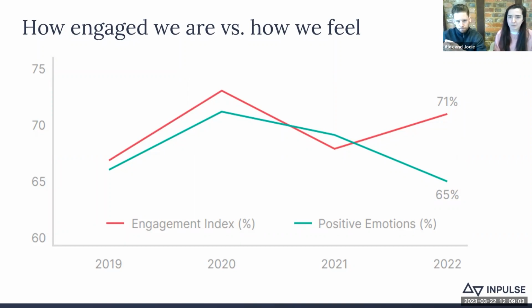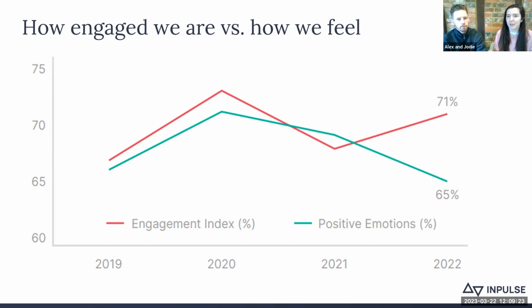And then if we look most recently at 2022, so these touch points taken right from the end of 2022, so just a few months ago, we can see something really interesting happening here. So we've obviously got a slight divergence of the lines. We've got the engagement scores going up, but positive emotion scores going down.